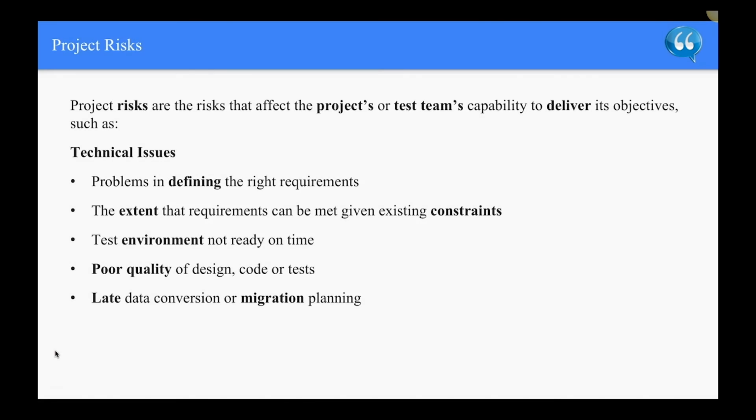So what are project risks? Project risks are the risks that affect the project or test team's capability to deliver its objectives, such as technical issues, so problems in defining the right requirements, the extent that requirements can be met given existing constraints, test environment not ready on time, poor quality of design, code, or tests, late data conversion or migration planning.